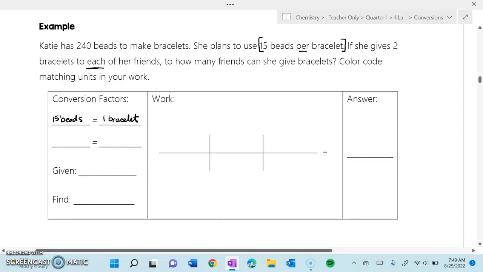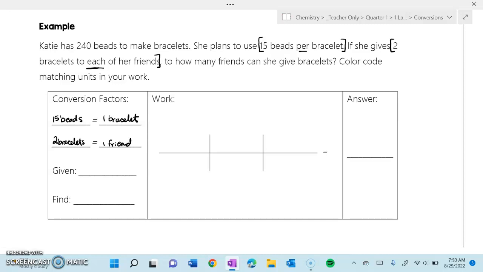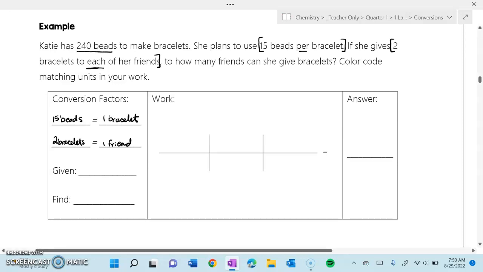The other one I see, 2 bracelets to each of her friends. So our equality is 2 bracelets equals 1 friend. There's our equality expressions that will help us bridge from the given to the find. Let's identify those now. Once you have determined all of your conversion factors, usually the given will just pop out as the last number. Katie has 240 beads. There's our given. That's where we are starting.